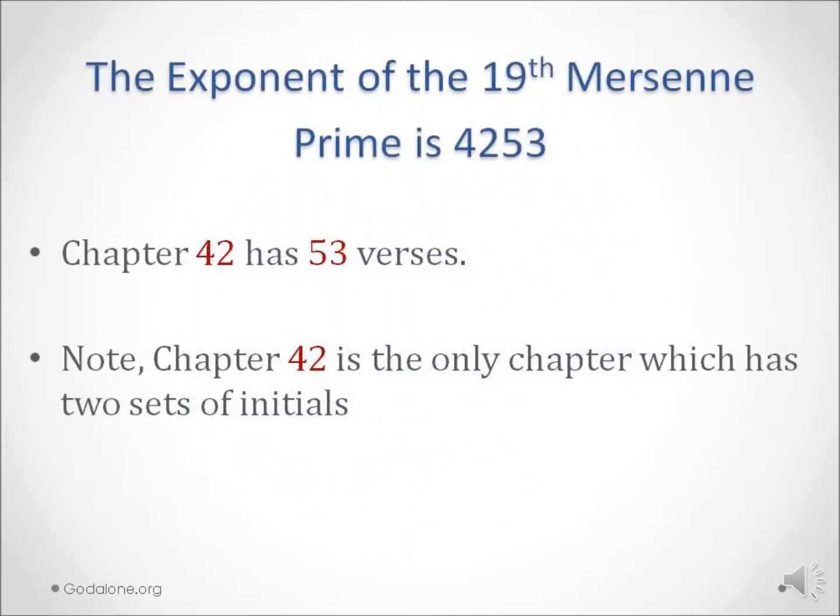The exponent of the 19th Mersenne prime is 4253, as we saw before. And chapter 42 has 53 verses. So note that chapter 42 is the only chapter which has 2 sets of initials, and we'll see later on how that works out. Anyway, but this is only true for the Hafs version of the Quran. Chapter 42 has 53 verses only in the Hafs version of the Quran.